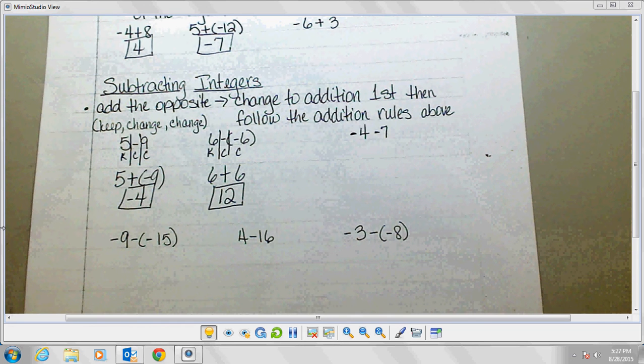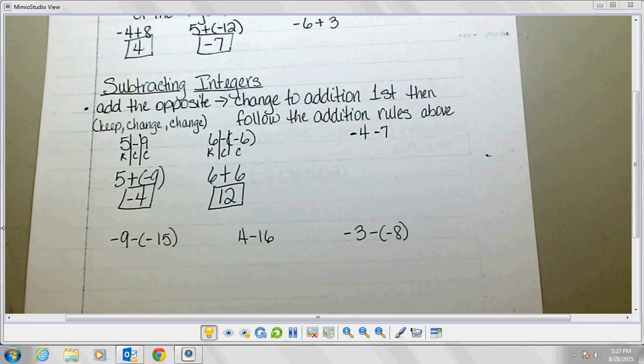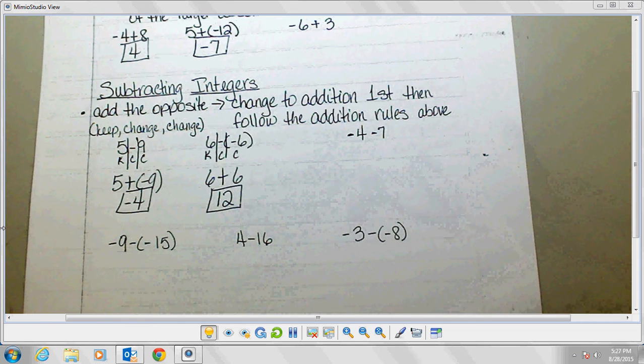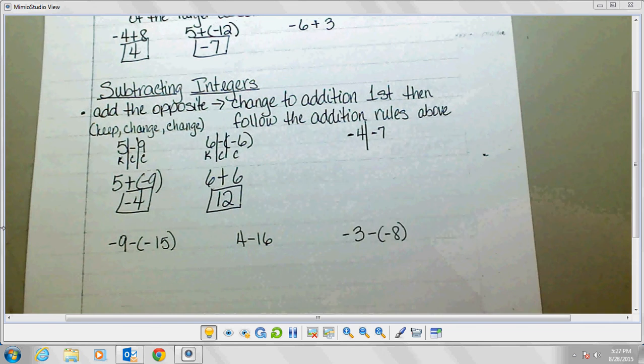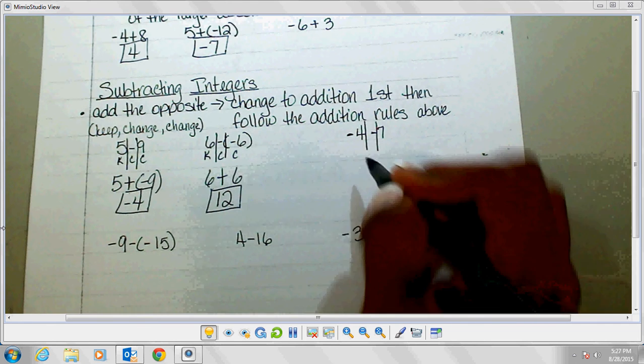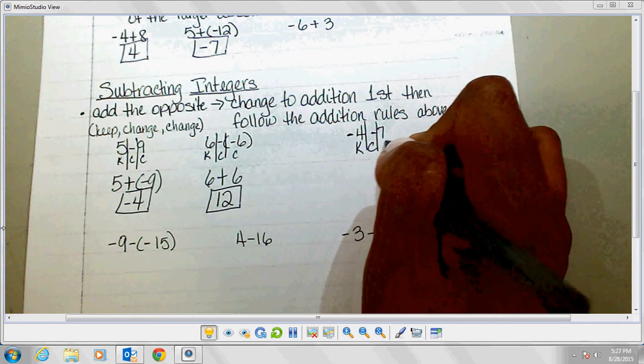So technically the 6 minus negative 6, that's a double negative, minus negative, which basically changes to a positive. Okay, in our next example, we have negative 4 minus 7. So line behind negative 4, line behind the minus sign. Put in your KCC.